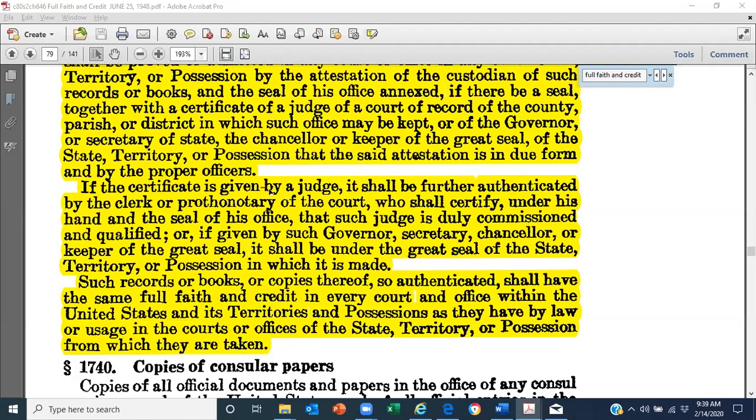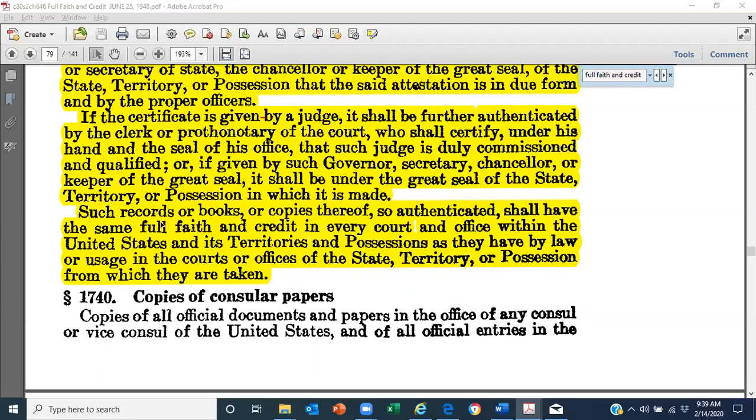If the certificate is given by a judge, it shall be further authenticated by the clerk or prothonotary of the court, who shall certify under his hand and the seal of his office that such judge is duly commissioned and qualified, or if given by such governor, secretary, chancellor, or keeper of the great seal, it shall be under the great seal of the state, territory, or possession in which it is made. Such records or books or copies thereof, so authenticated, shall have the same full faith and credit in every court and office within the United States and its territories and possessions as they have by law or usage.